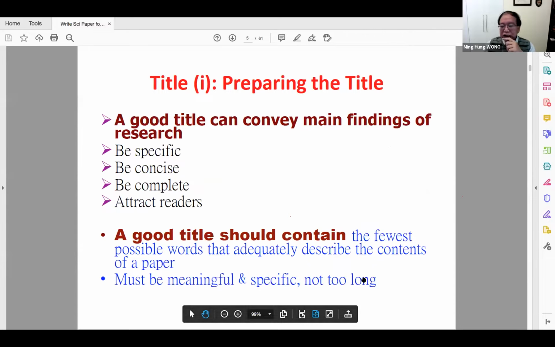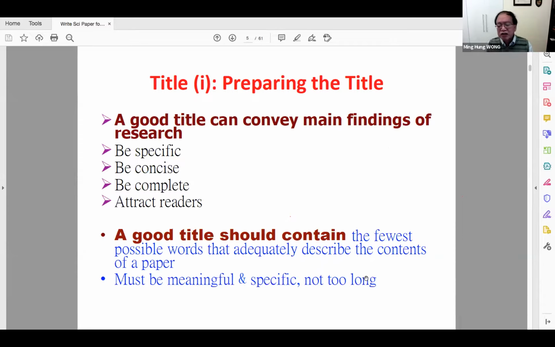Now, preparing a title, I think is also important, because a good title can tell people about the main findings of the research. So it should be specific, concise, complete, so you can attract more readers. So a good title should contain the fewest possible words that adequately reflect the contents of a paper. So it should be meaningful, specific, but not too long.